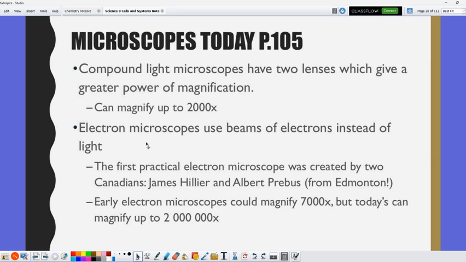We also have electron microscopes that use a beam of electrons instead of light, so they can see in much more detail, invented by 2 Canadians, James Hillier and Albert Prebus from Edmonton. Early electron microscopes could magnify up to 7,000 times, but today's electron microscopes can magnify up to 2 million times.